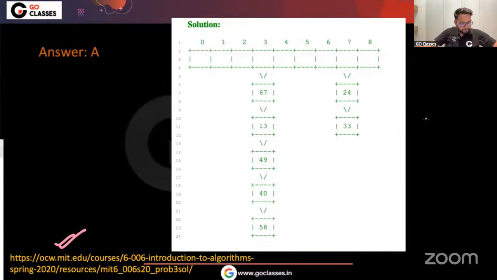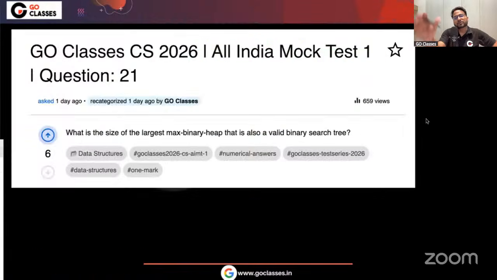Okay, great. Now let's just do the next question. In this question, actually, most of the students got confused. What does the size mean? Size of the largest maximum binary heap that is also a valid binary search tree. So they got confused with this word size.